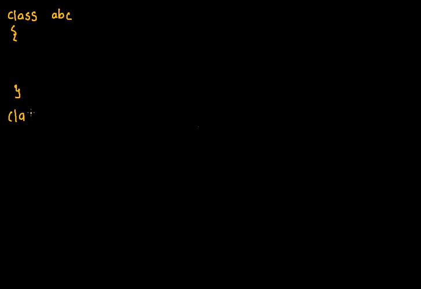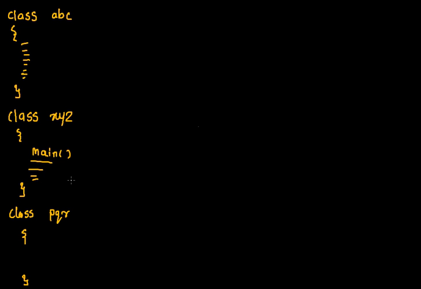In the same program, suppose there is another class called XYZ, and there is one more class, PQR. Assume some code is written over there, and as you know, in this whole program, as this is a single program, there could be only one main function. So it could be either in ABC or in XYZ or in PQR. Let me assume that our main function is inside the XYZ class.